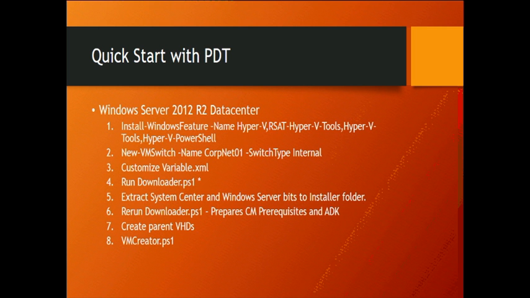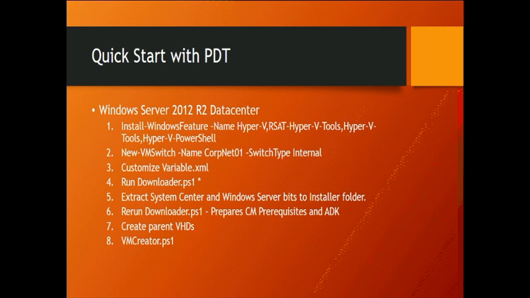And once you get that done, you need to run the downloader, and it will go out there and download all the bits for you and place them into the installer folder that you defined within the variable XML. As I mentioned earlier, at this time you can't automatically download the Windows Server or System Center 2012 R2 bits, so those will need to be downloaded ahead of time. And I have a screen here shortly. It'll show you the location that you need to put those bits.